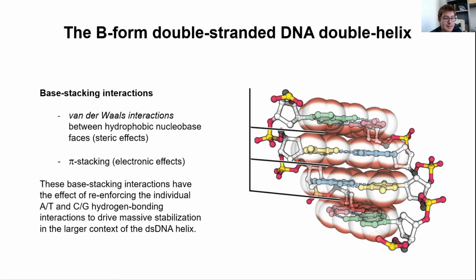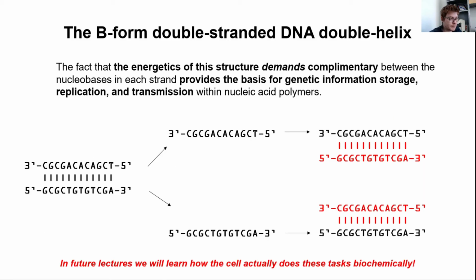And so these base stacking interactions have the effect of reinforcing individual AT or CG hydrogen bonding interactions that's going to drive a massive stabilization of the whole double helix itself. And that's sort of the beauty of this structure, that AT and CG are completely orthogonal, but each base pair could fit perfectly on top one of the other.